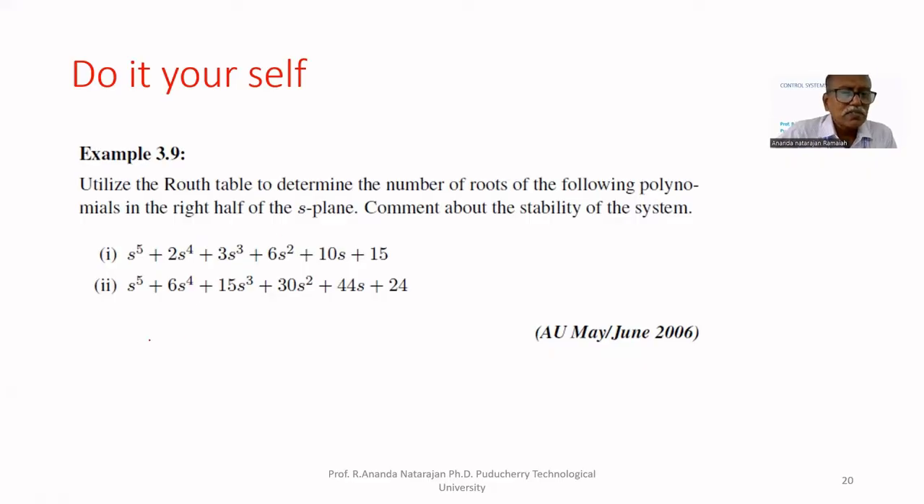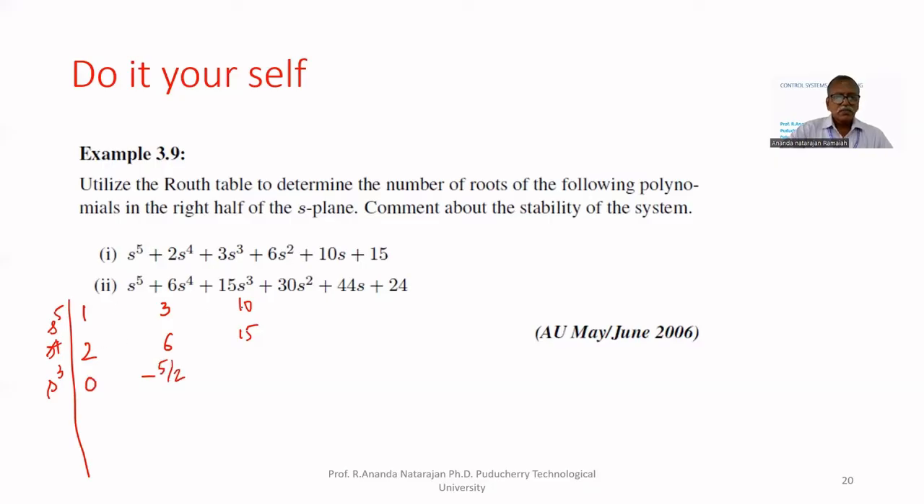Comment about the stability of the system. S power 5, S power 4, 1, 2, 3, 6, 10, 15. So what is S power 3 row? 6 minus 6 is 0. 20 minus 15 divided by 2, that is 5 by 2, plus 5 by 2.